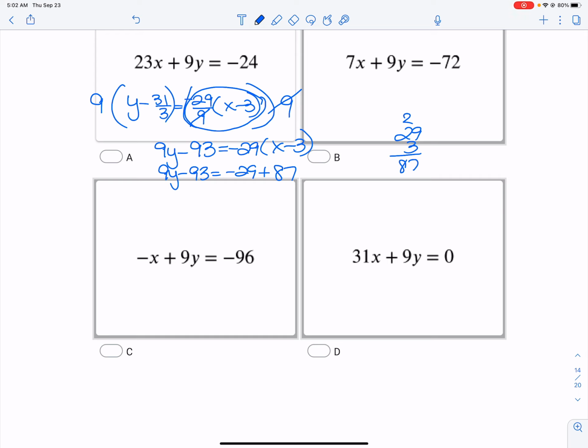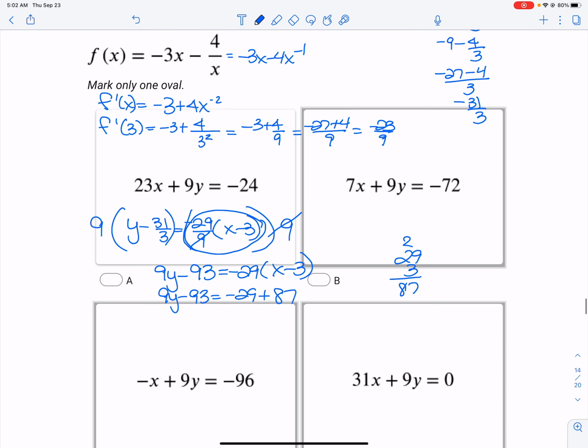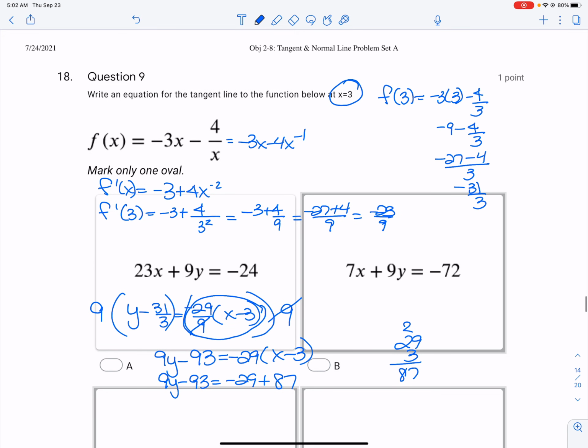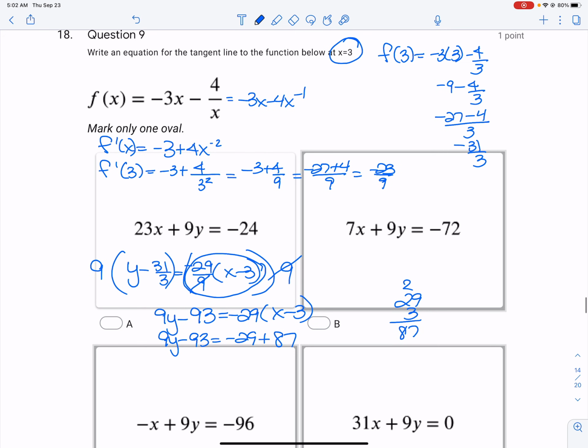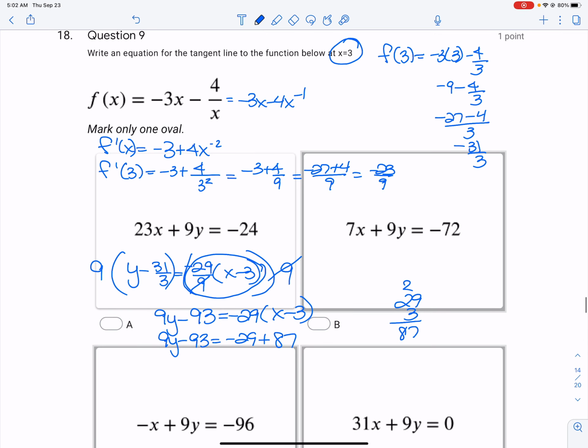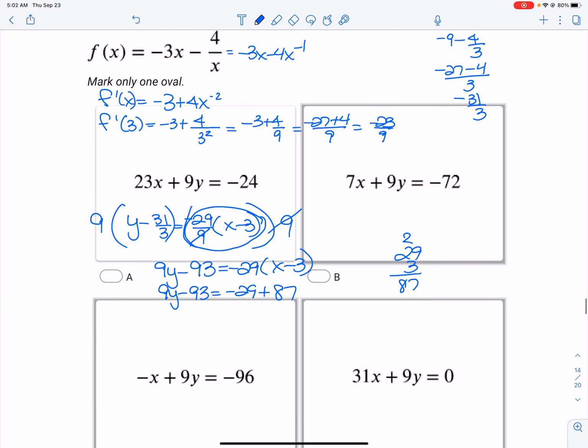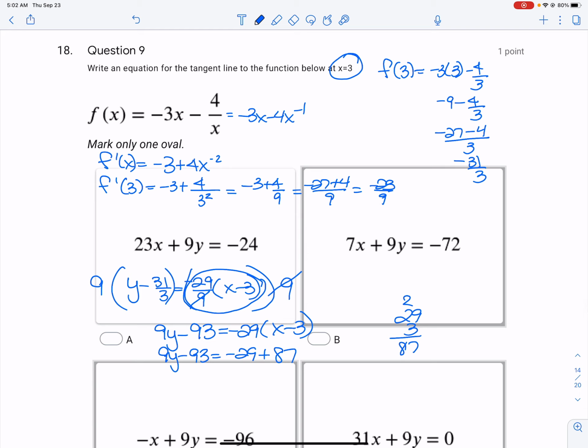And I feel like I did something wrong. Something happened, because none of the answers are here. Okay, let's see. What did Mrs. Hayden do wrong? 3, negative 9, 4 over 3. So negative 27, negative 31 over 3. Okay.